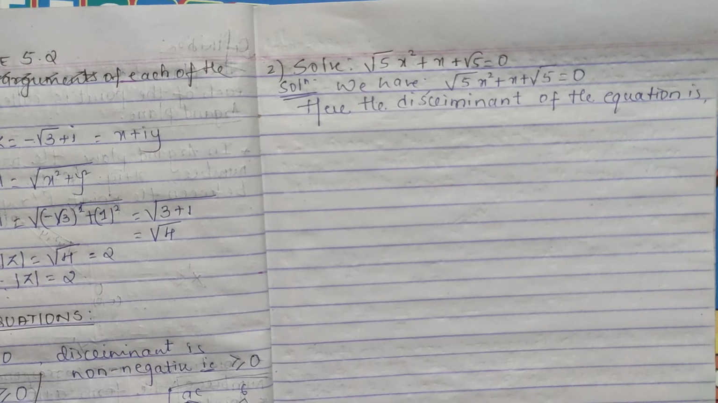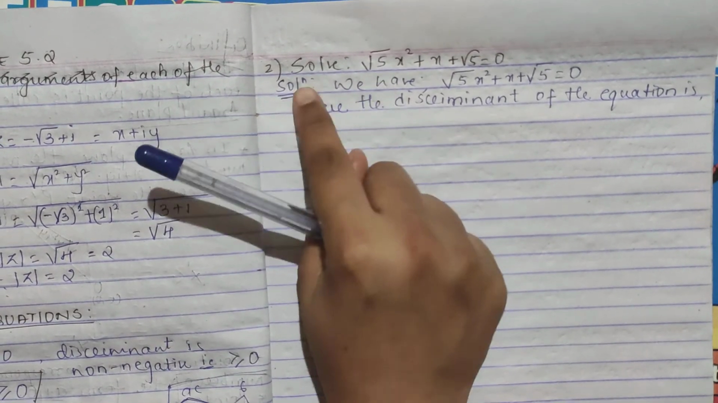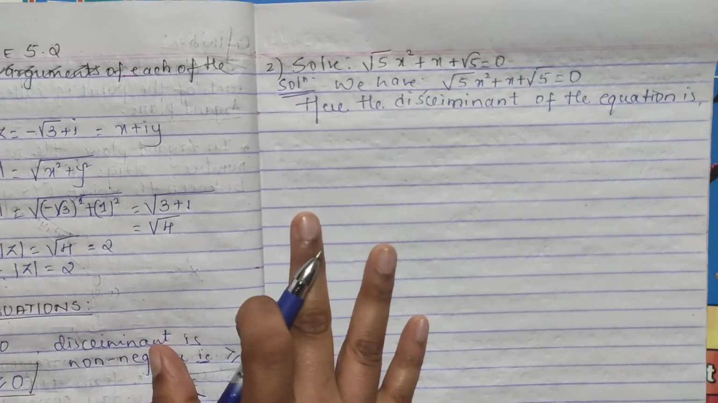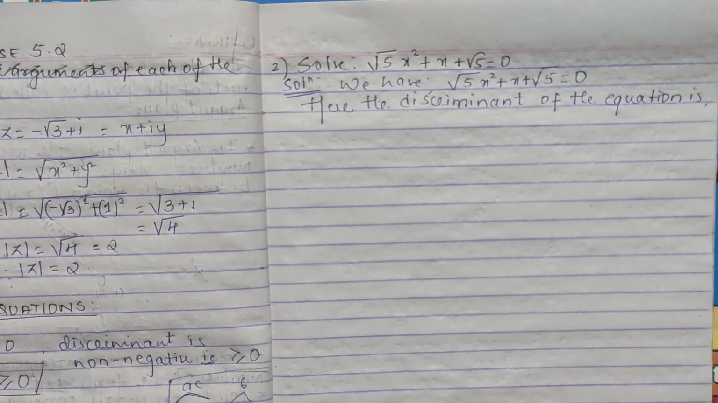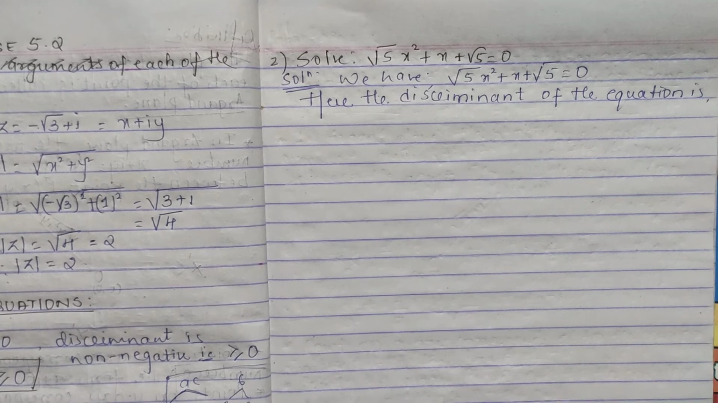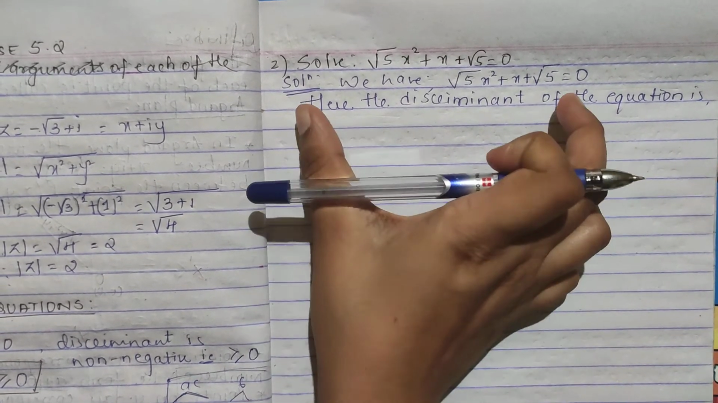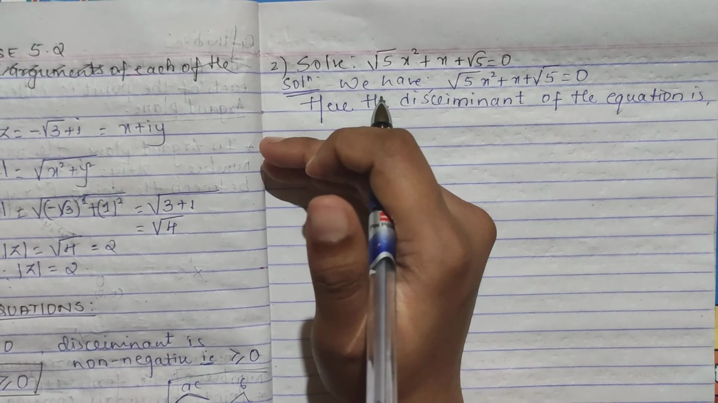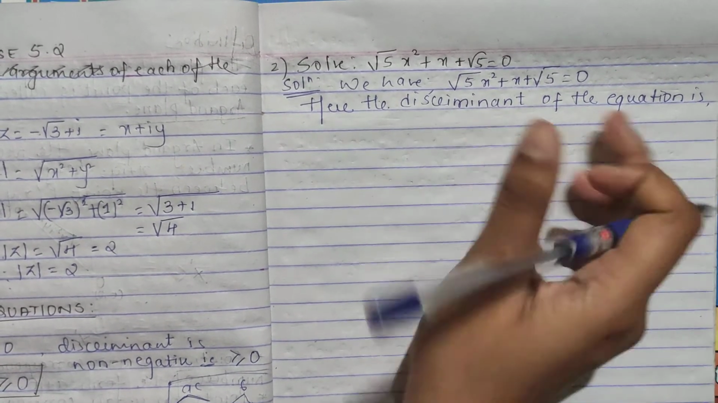Okay, one more question I have taken: solve √5 x² + x + √5 = 0. If such a question comes, how will you do it? In your real-number quadratic equations, you first check the discriminant.